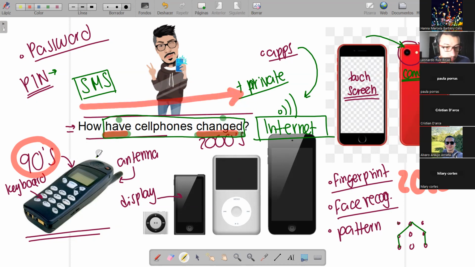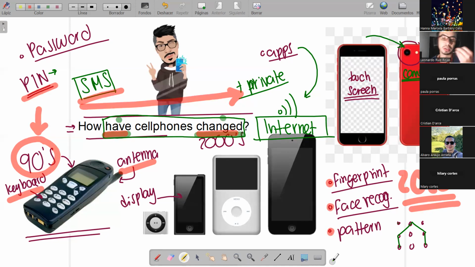But when we mention the different specific times, for example, that they had keyboard, that they had antenna, that they use only PIN for starting, that they send SMS text messages, right? We are talking about specifically in the 90s. So in that case, we are going to be talking about simple past, right? Now we talk about the 2023 or in this moment in the present, we know that they have fingerprint, that they have face recognition, that they have pattern, no? But we use it that it happens now. So we are using the present simple, right?